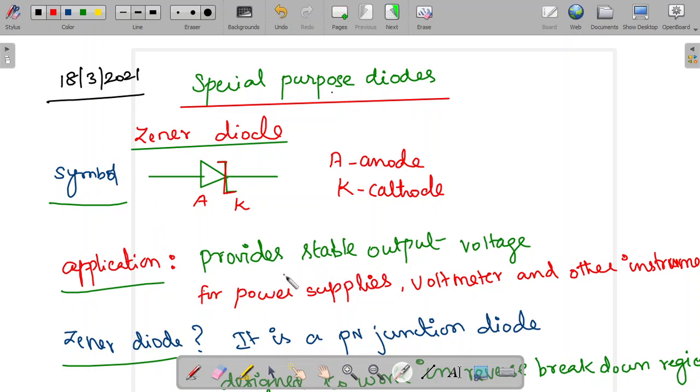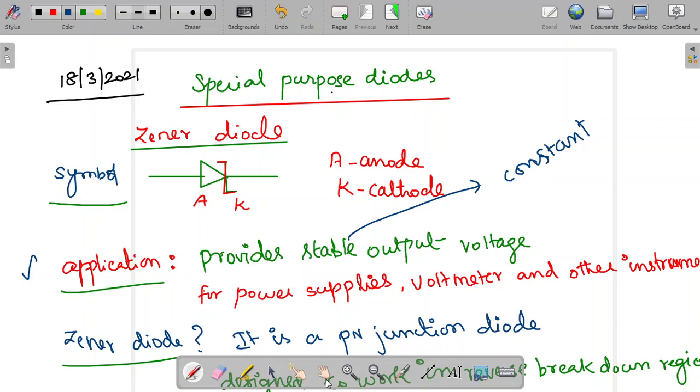As it provides a stable, or constant, output voltage, it can be used in power supplies, voltmeters and other instruments. They all need this kind of constant output. Stable means it provides a constant output, right? So that is the major application of the Zener diode. For that purpose it is mainly used.